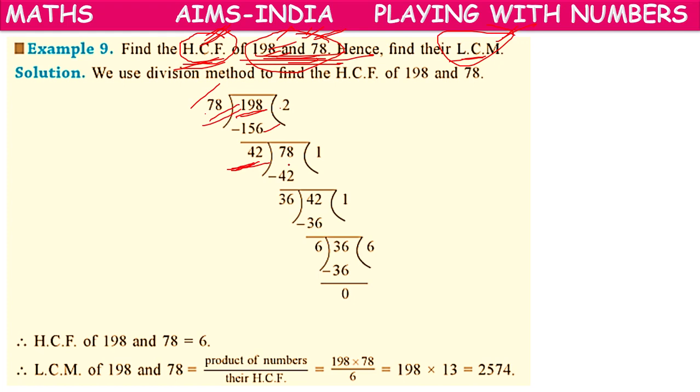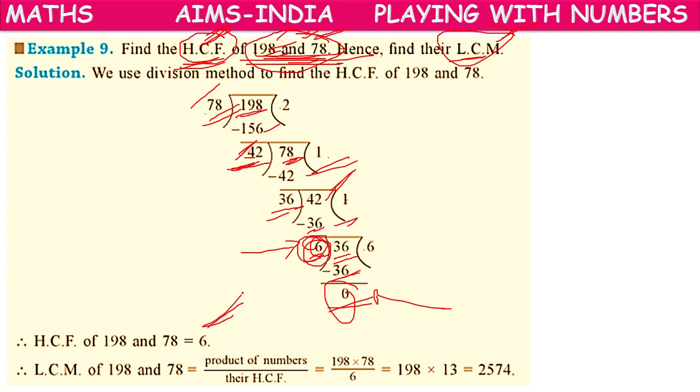Now this divisor will become dividend. 42 1 times 42, 36 remainder. Now this divisor will become dividend. 36 1 times 36, 6 remaining. This 36 will become dividend. 6 times 36, 0. Means when we are dividing with 6, the remainder is 0. So that's why 6 is the HCF.